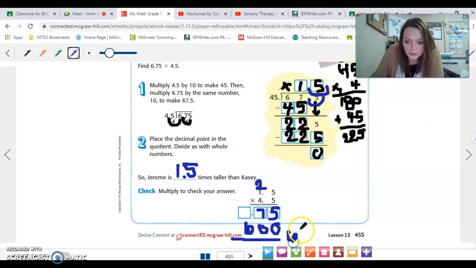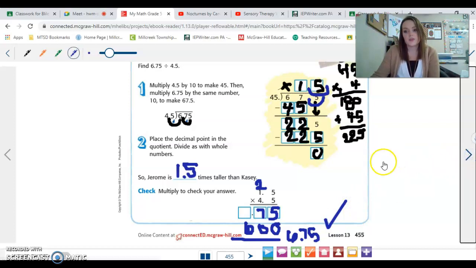Mrs. Bliley ran out of room, of course. Bring down my decimal. My answer checks. We are correct. Let's move to my second one.